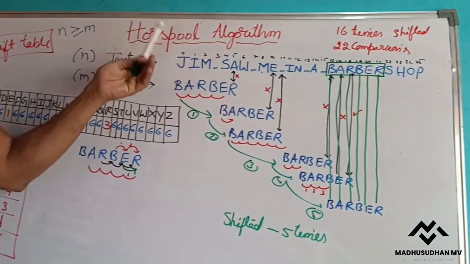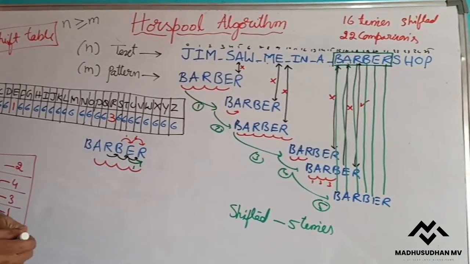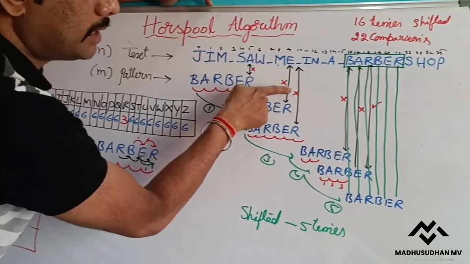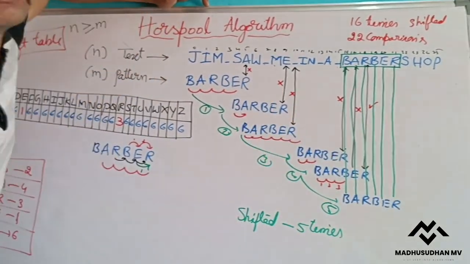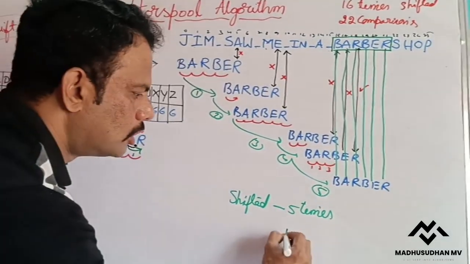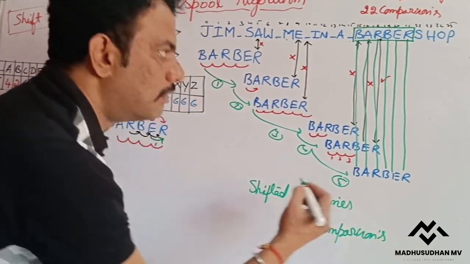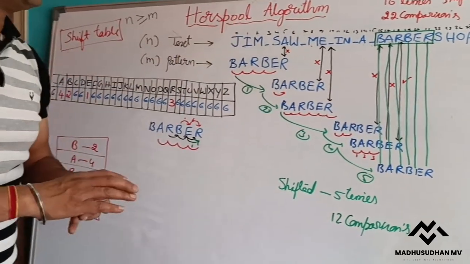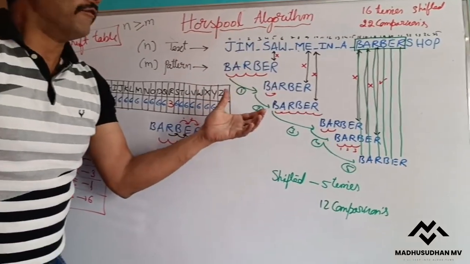See how efficient this Horspool algorithm is. Now check how many times we executed the comparison operation. One time we did a comparison operation, 2, 3, then 4, 5, 6, and 6 plus 6, so totally how many comparisons? 12 comparisons, whereas there it was 22 comparisons. So this is how the Horspool algorithm works efficiently when compared to brute force.